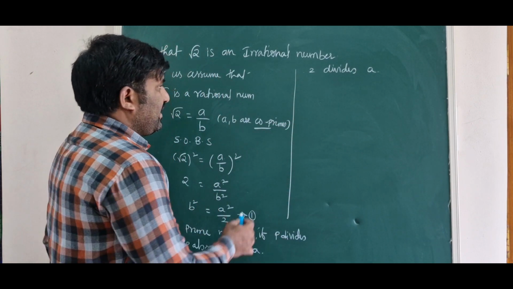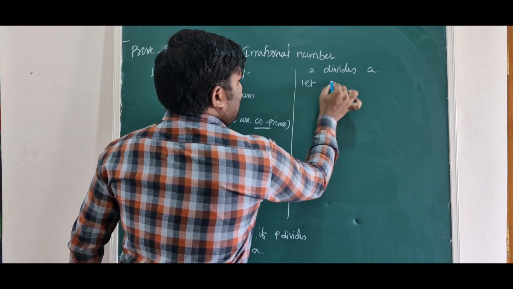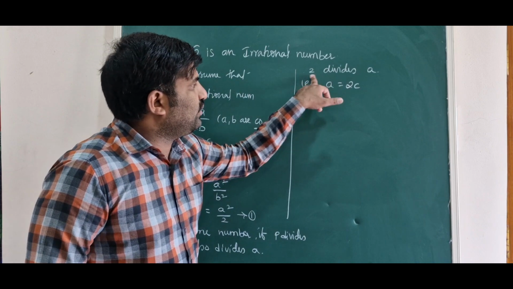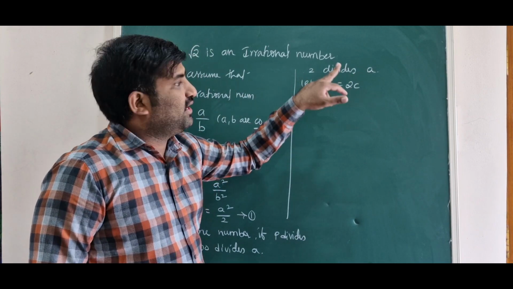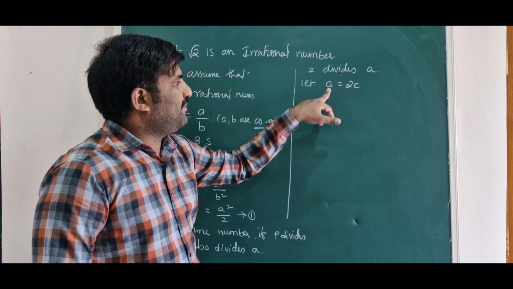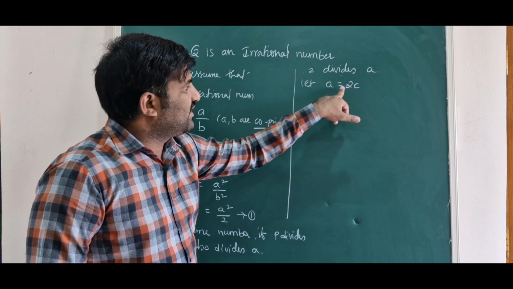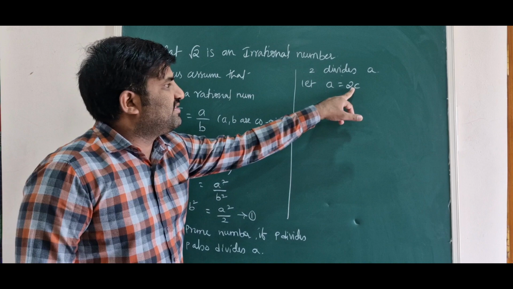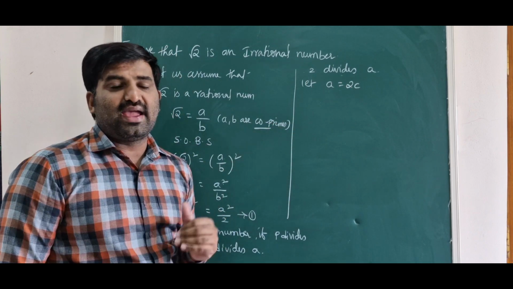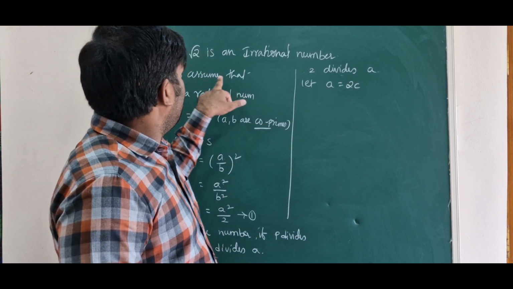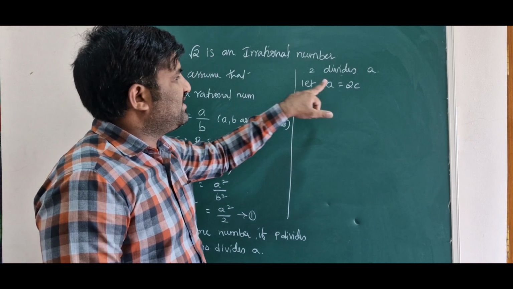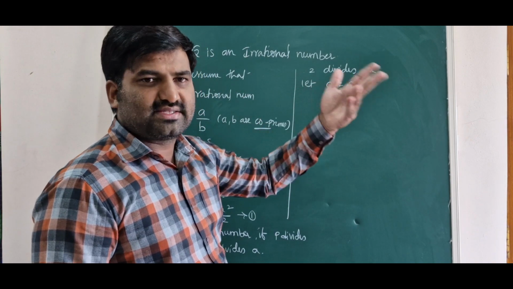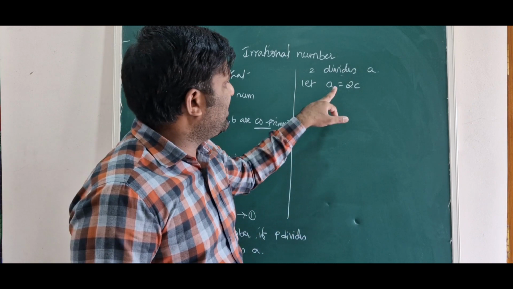So for that I am taking A is equal to 2C. Here 2 divides A. We want to prove that 2 divides B. For that I am taking A is equal to 2C. In place of this A, I will substitute 2C. See now why I am taking 2C. Here the given question is root 2. So one reason is I am taking 2 here. Okay. So next example, if it is root 3, you can take 3 in place of 2.